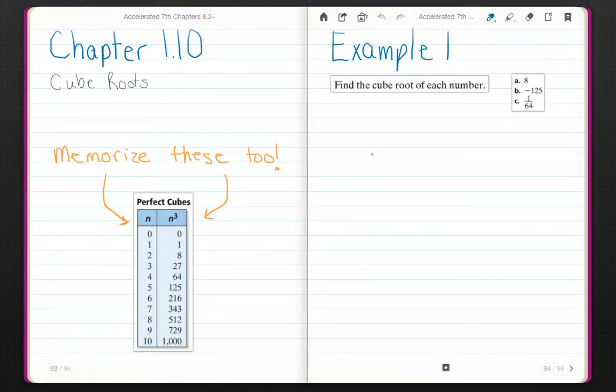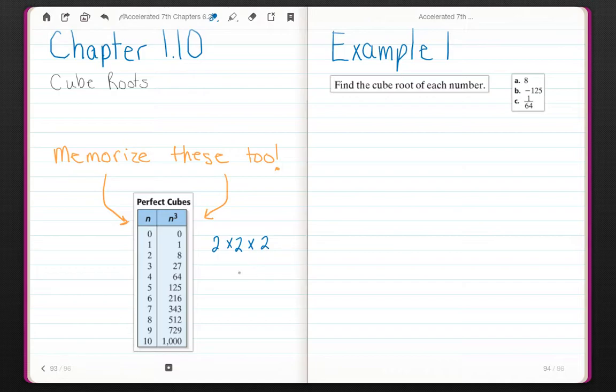Chapter 110, Cube Roots. So in 1.9, there was a list of perfect squares, and I told you to memorize them. Here's a list of perfect cubes. You need to memorize these too. So a cube is, instead of multiplying 2 times 2, getting 4, that's a square, we're going to multiply 3 of them. 2 times 2 times 2.